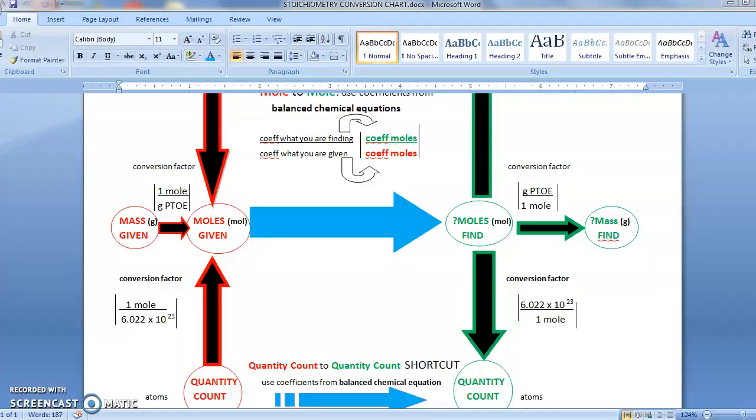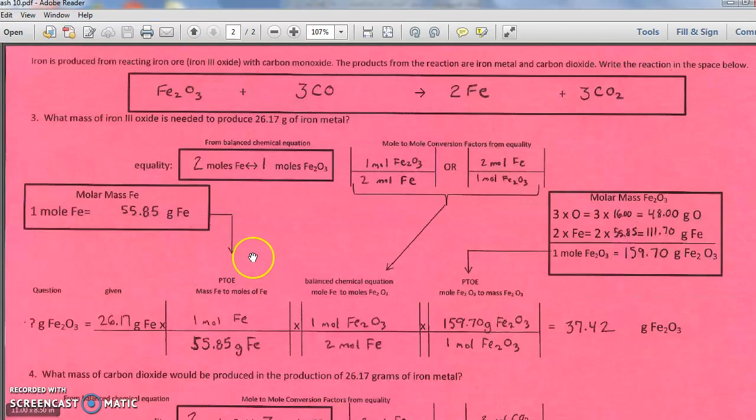That's a mass-to-mass problem. What mass of the iron 3 oxide would we need to produce a certain amount of iron? That's our given. So our first step, we're trying to find what mass of iron 3 oxide. That's our question. That's what we're trying to find. It would be needed to produce 26.17 grams of iron.